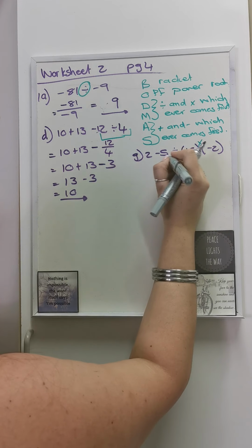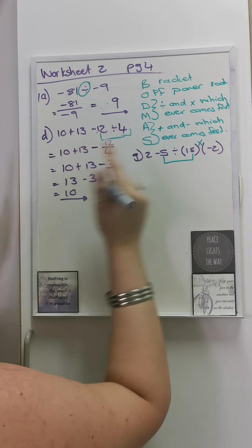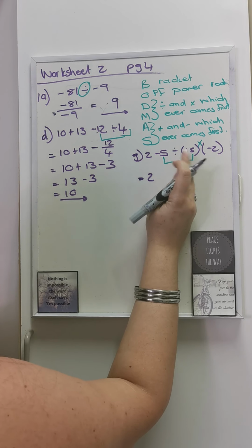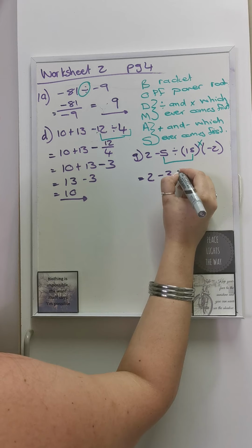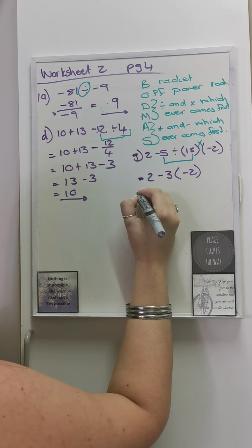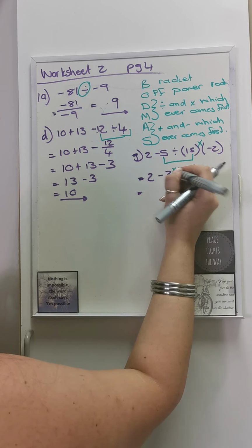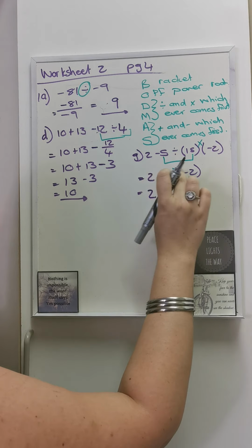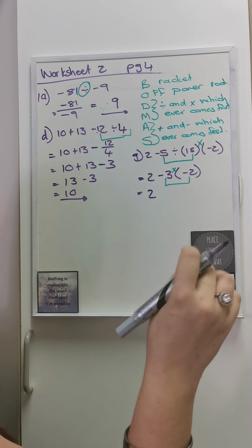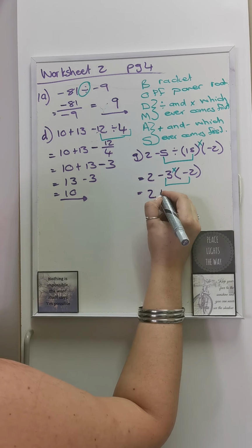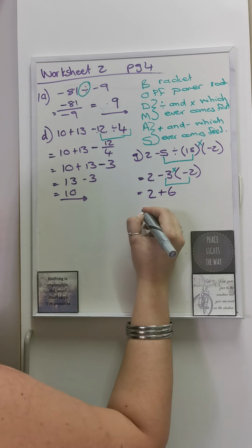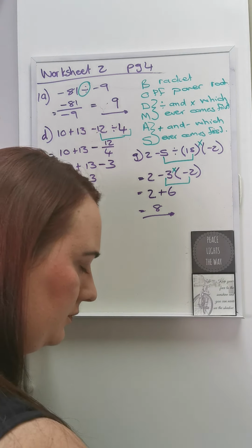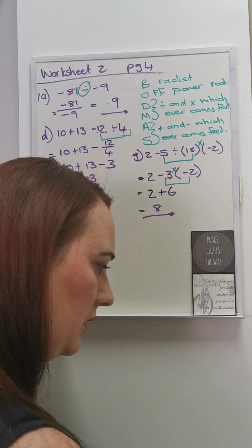So they say division and multiplication. There's my division first with these two numbers. So I'm going to say 2 and negative 5 divided by 15 gives me negative 3 bracket negative 2. Now this is my times over here. So I will times these two. So it will be 2, negative 3 times negative 2. And negative times a negative is a positive. So it will be positive and 3 times 2 is 6. So my answer will be 8 for number G.